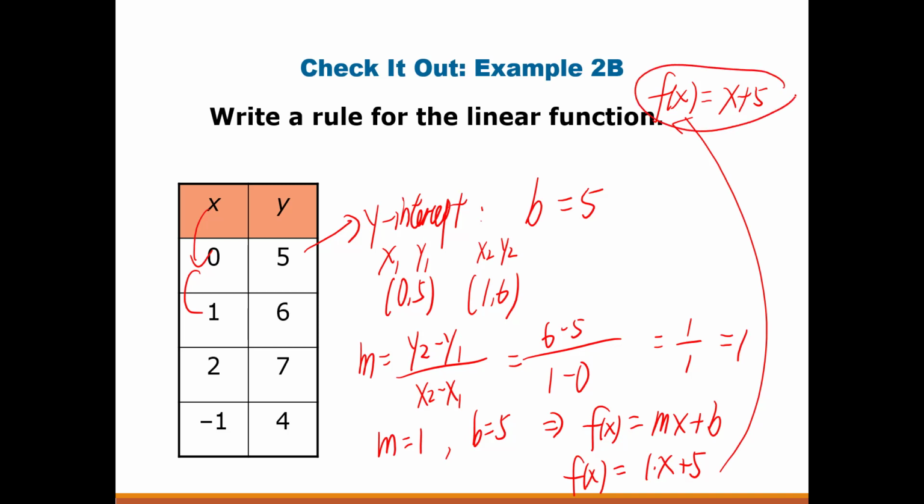Okay. So be flexible about this. In this particular problem, we are given the y-intercept, so we can use it directly.